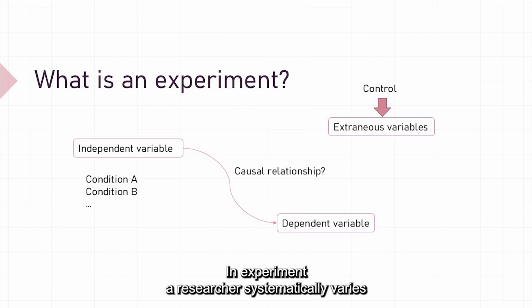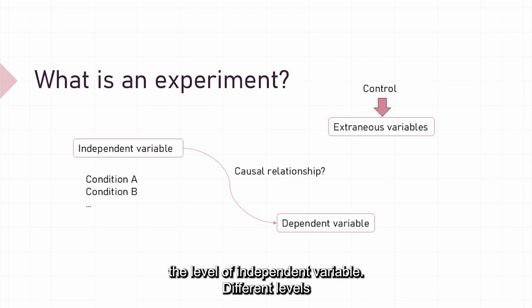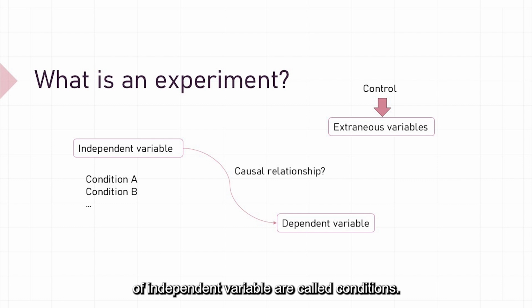Because it depends on changes in the independent variable. In an experiment, a researcher systematically varies the level of the independent variable. The different levels of the independent variable are called conditions.